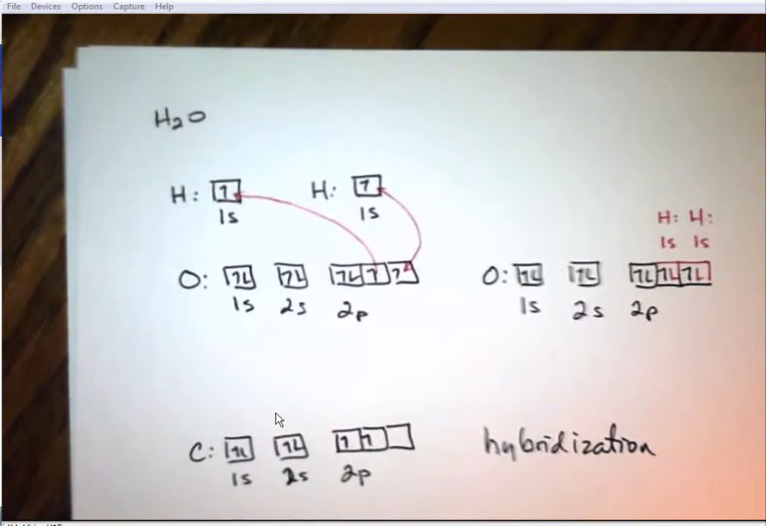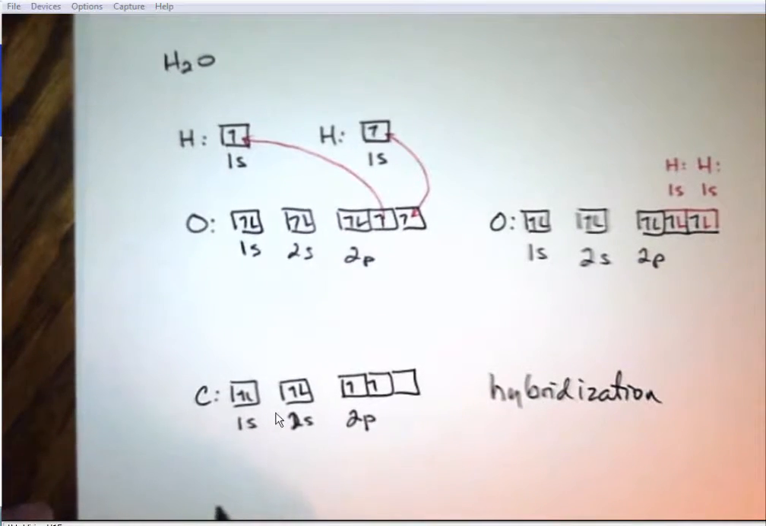What we're going to be hybridizing are the orbitals themselves. In order to be able to bond 4 times with this, these orbitals have to change. We're going to hybridize those orbitals. So what's going to happen is we're going to go from this to this.